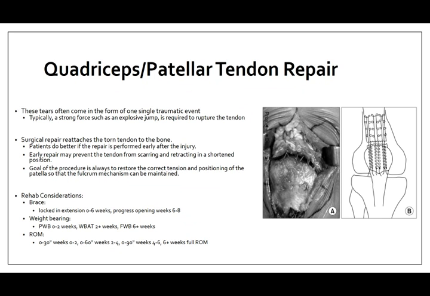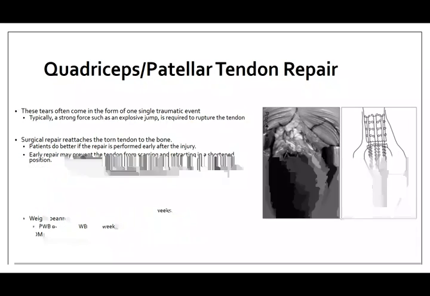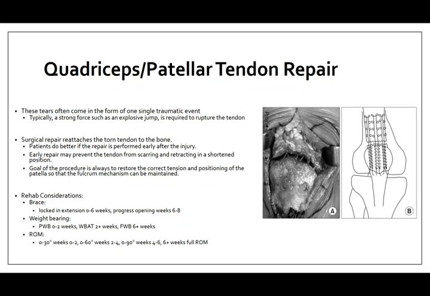Rehab considerations: they're going to be locked in extension from 0 to 6 weeks, progress opening week 6 to 8. Weight bearing, partial weight bearing for 2 weeks. Weight bearing is tolerated after that, full weight bearing by 6 weeks. And this is where we protect their knee flexion range of motion progression, right? Because anytime you flex the knee, that's going to put tension on the surgical site, and we want to make sure that we don't do that too soon before they're ready.